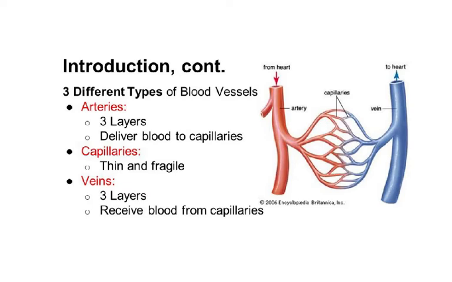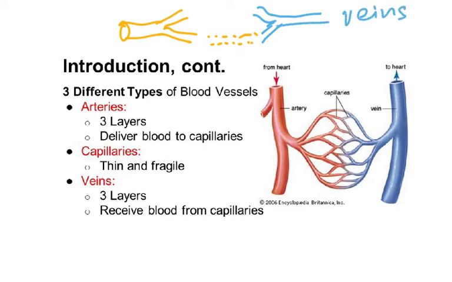Then let's look at the introduction, the different types of blood vessels: arteries, three layers, diverse blood to the capillaries. So this is the artery, which divides into arterioles, and then the capillaries, connecting them. And then we have venules, and then you have veins. Arteries carry blood at high pressure, veins carry blood at low pressure, because by this time the branching network has decreased the volume, plus a lot of pressure has been lost. So arteries have three layers and deliver blood, capillaries are thin and fragile, and veins have three layers and receive blood from the capillaries.